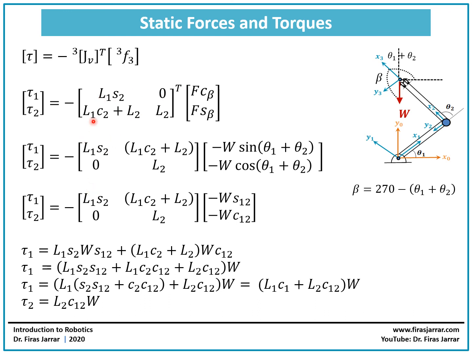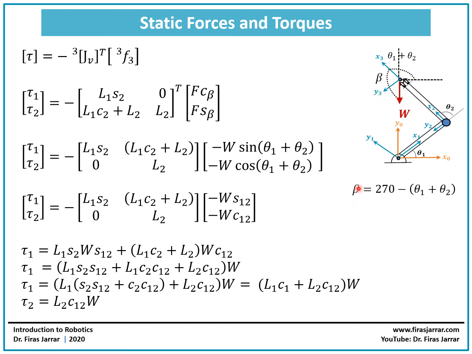This row becomes a column, this row becomes a column. But what about the force? Now the force should be expressed in frame 3. So this W should be expressed with respect to frame 3, so we'll have a component in the X and a component in the Y, but the X, which X? X3. So then W cosine beta is its projection on X3, and W sine beta is its projection on Y3.